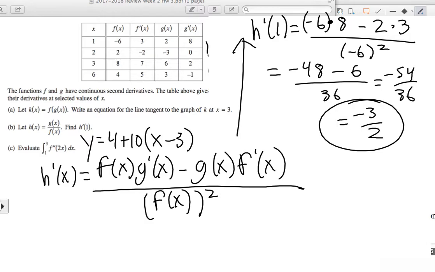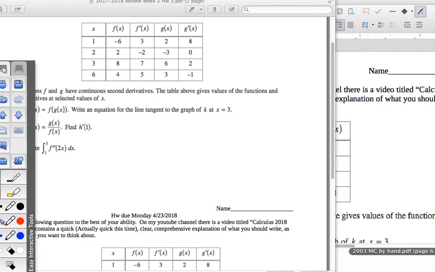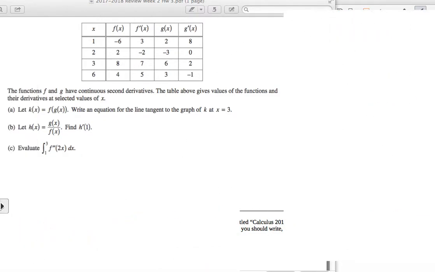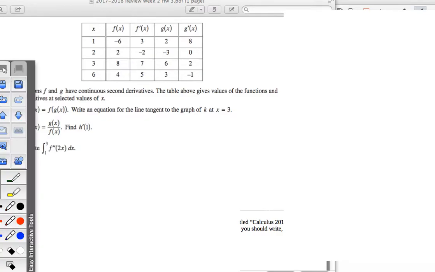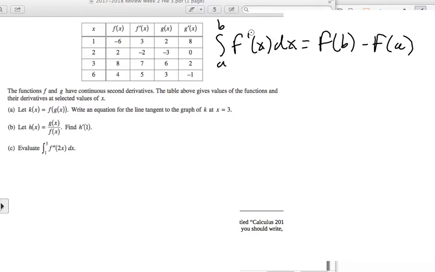All right. Then the last one is evaluate the integral from 1 to 3 of f double prime of 2x dx. All right, let's get some draw in space. So this is just a variation on the fundamental theorem of calculus. We know that the integral from a to b of f prime of x dx is f of b minus f of a. So traditionally, if our integral uses prime, then for our antiderivative, we just want to take away the prime. That's kind of what anti-differentiation is, right?